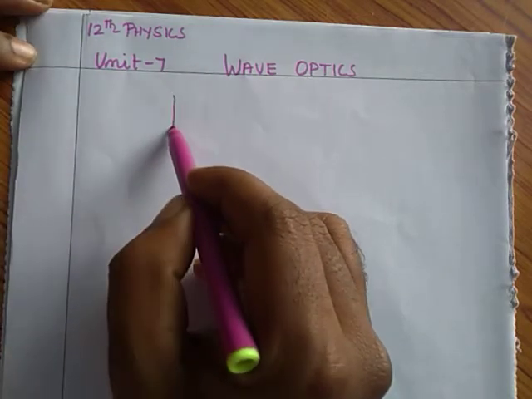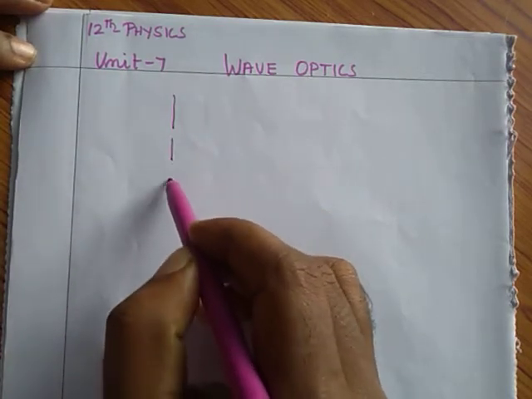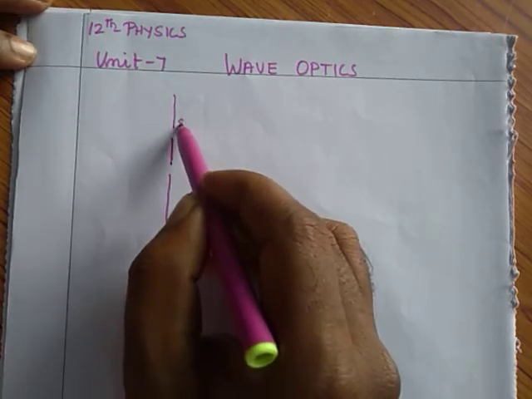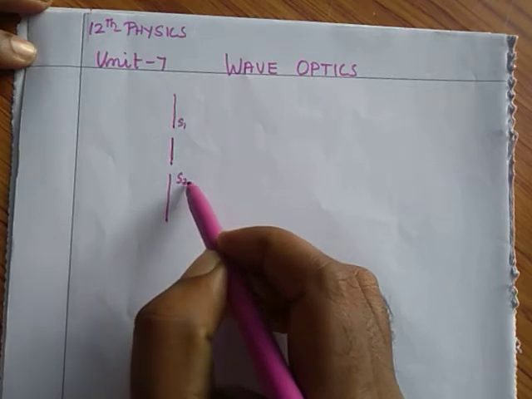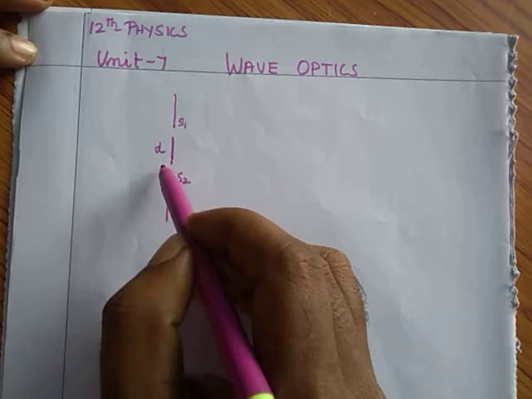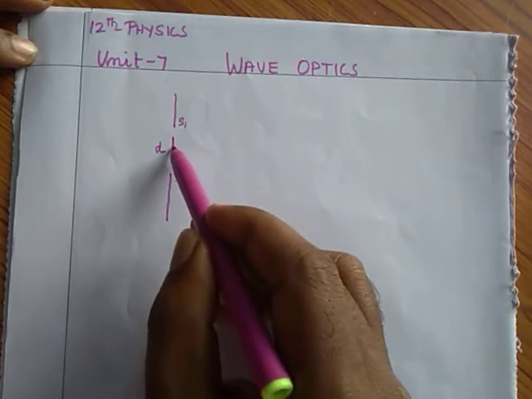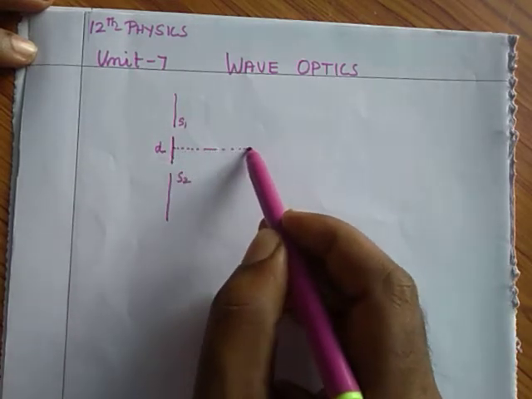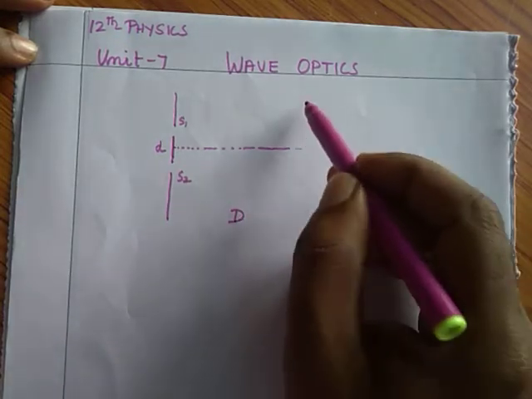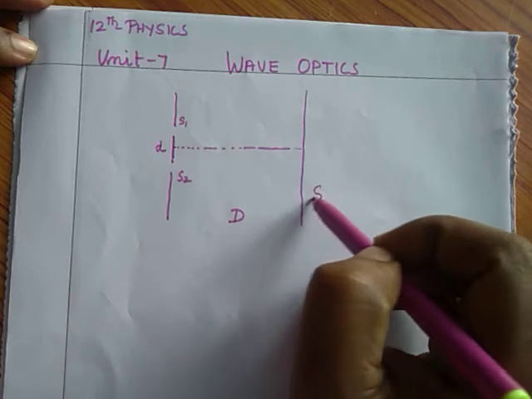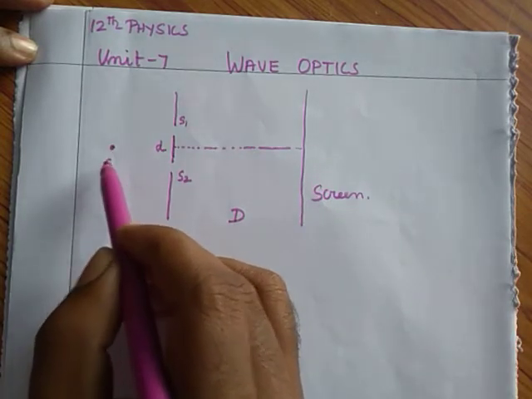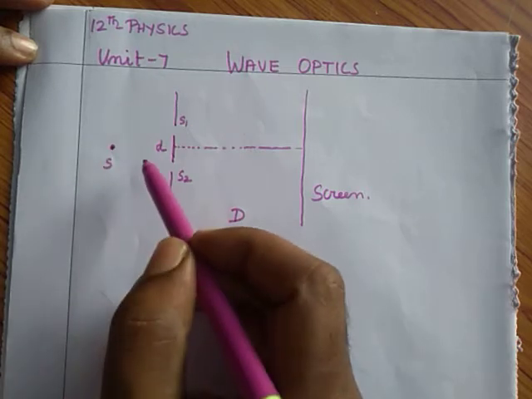The Young double-slit consists of an obstacle having two gaps, S1 and S2. These two gaps are placed at a distance of small d. Here is the center of the two slits. At a distance capital D from the slits, there will be a screen. Here there is a point source. This point source produces a spherical waveform.